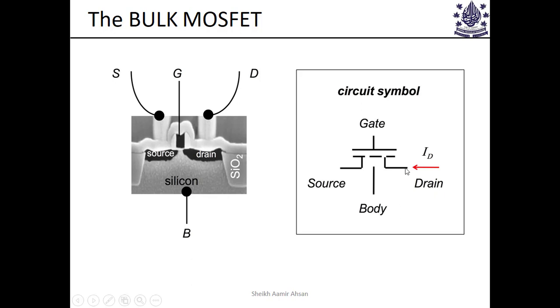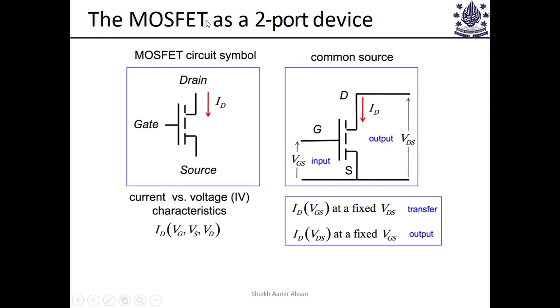And this is the symbol that is used for a MOSFET. So you have the source here, you have a drain, you have a gate, and the body. I'm sure you must have come across this kind of symbol before. Now MOSFET, since it has three terminals, or maybe four if you consider the body, can easily be used in a two-port network. This is how you can use it as a two-port network. So gate and source form one port, and then drain and source can form another port.